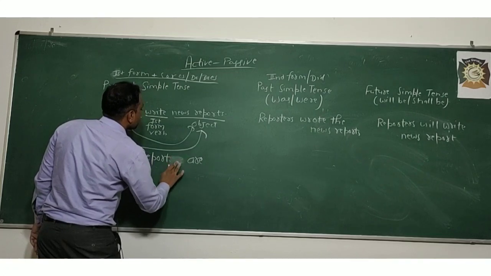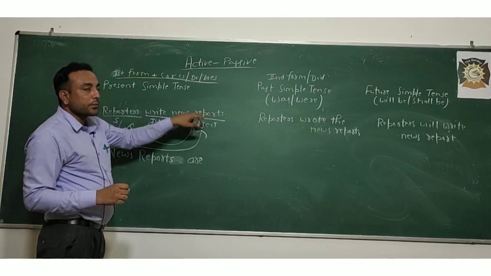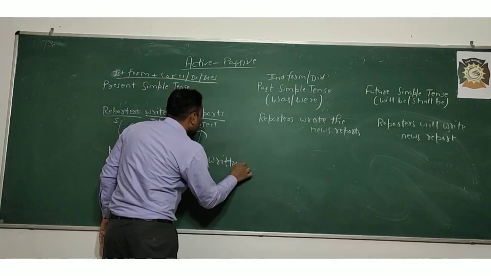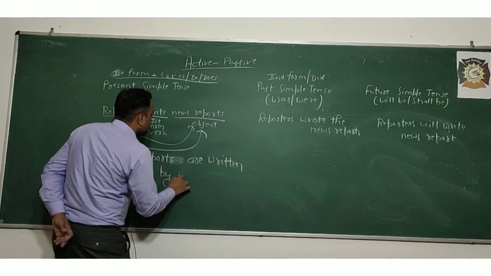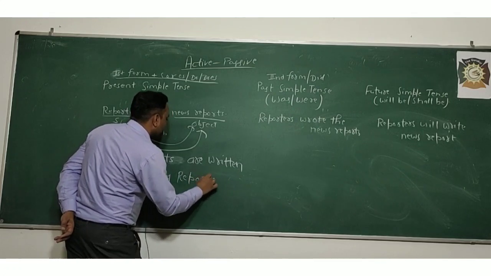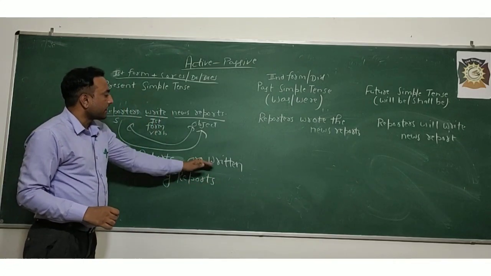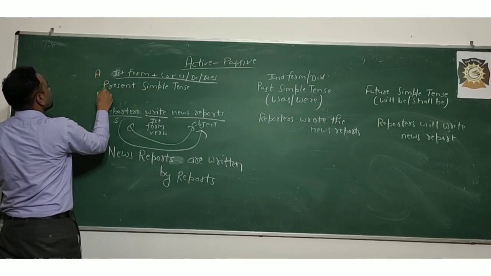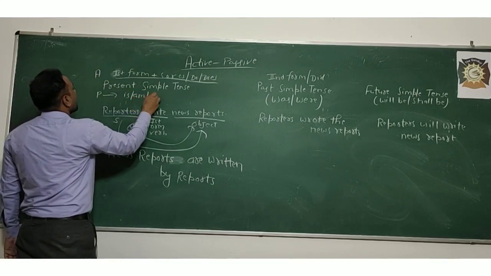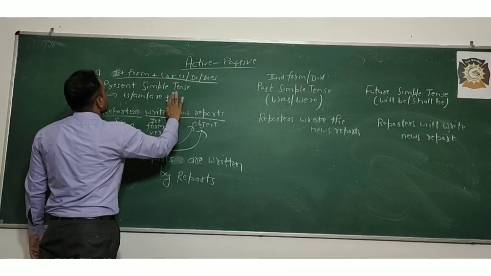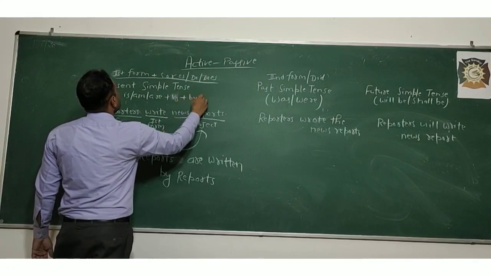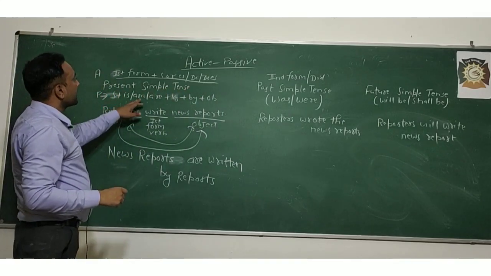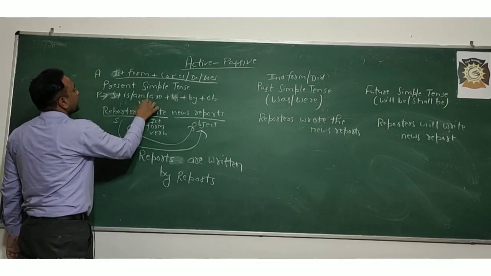News reports are written by reporters, because in passive we always use is, am, are, plus v3, plus by, plus the object, and this becomes the subject. If you have to make it negative, then we just have to add not.